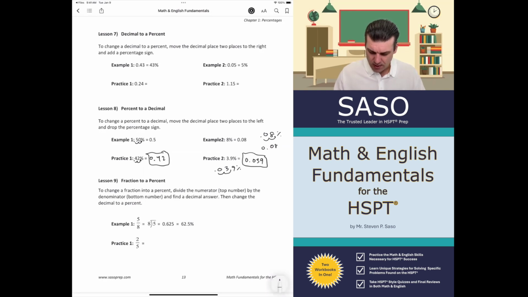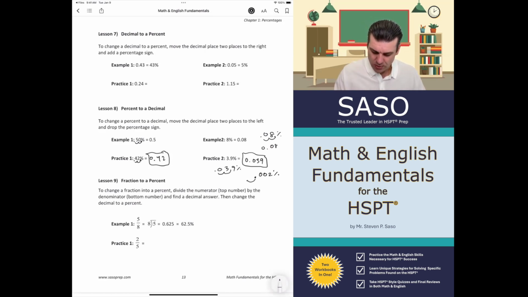Just to do one more here, I think kind of maybe a weird one. Like let's say we have something like 0.002%. Again, you always do it the same way, so you don't want to be confused if there are a bunch of zeros or it's a really small number like this. What do we do to change from a percent to a decimal? We just find the decimal, move it over 2 places to the left, and drop the percentage sign.